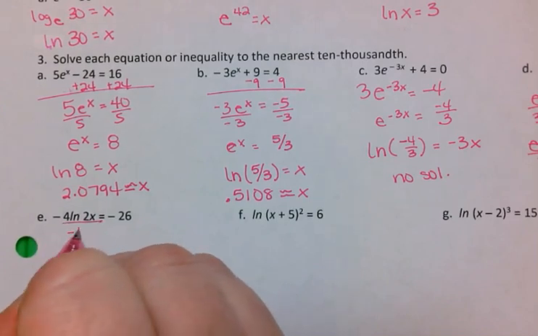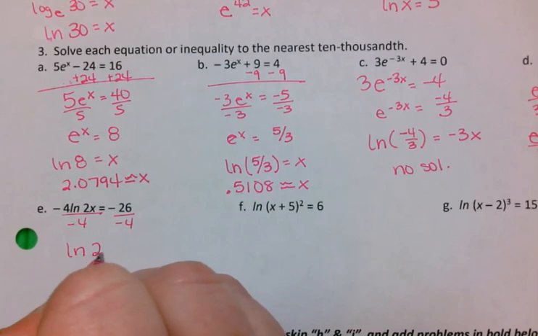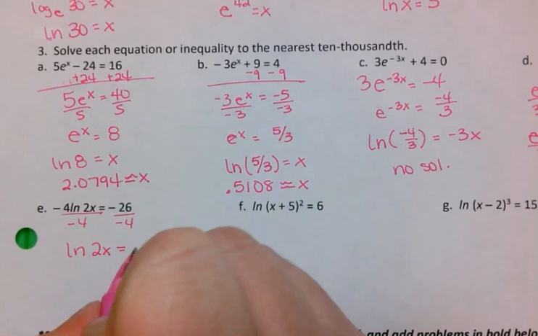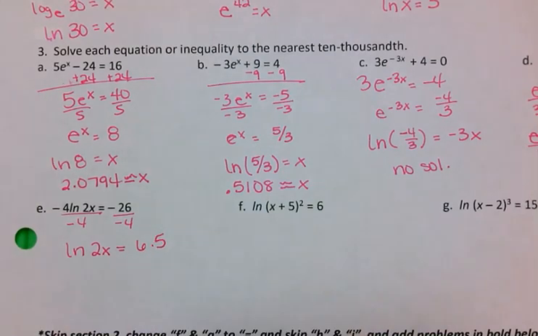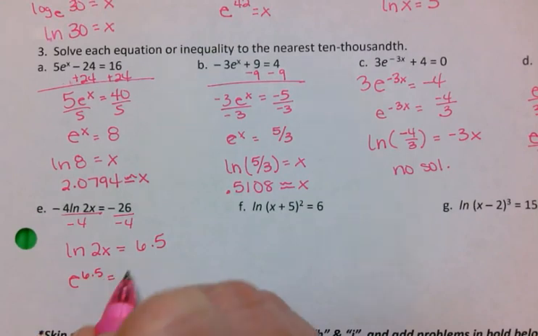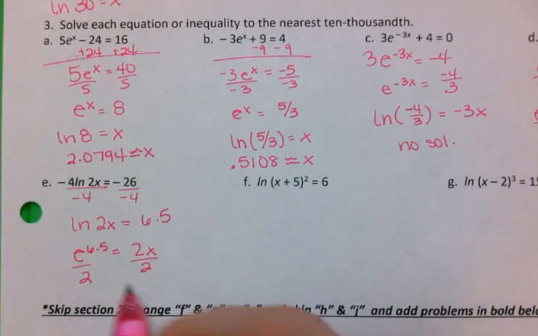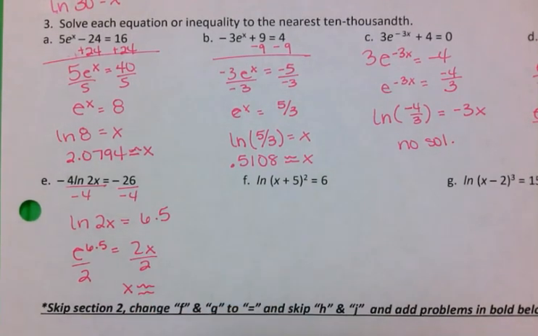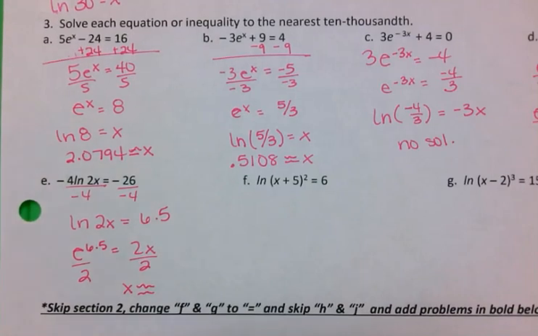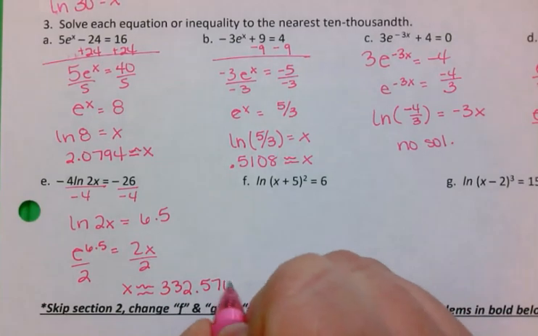So on this one here, I'm going to divide by -4 first. ln of 2x equals 26 divided by 4, 6.5. e to the 6.5 equals 2x divided by 2. x is approximately e to the 6.5 divided by 2, 332.5708.